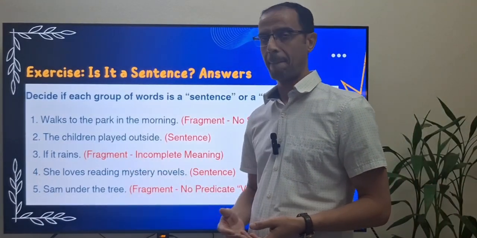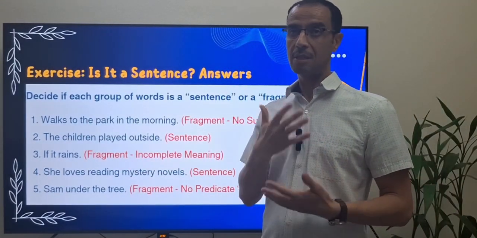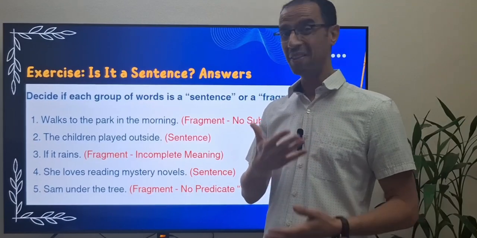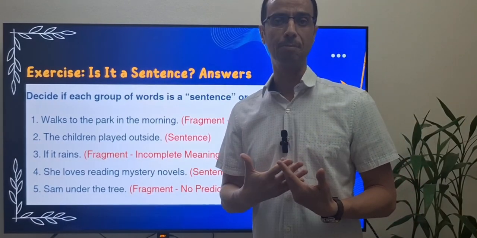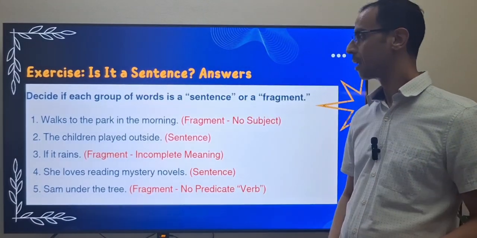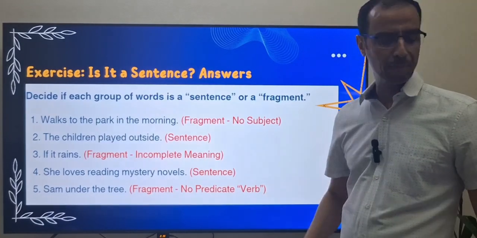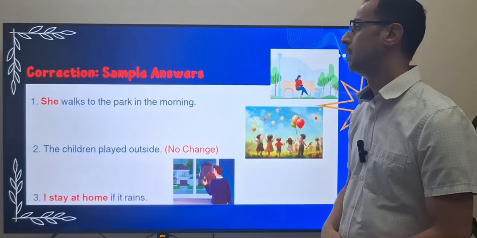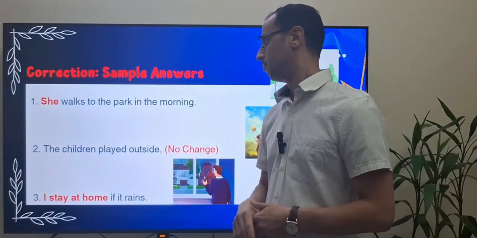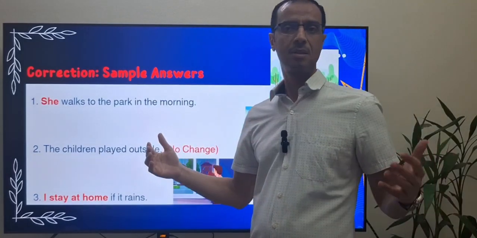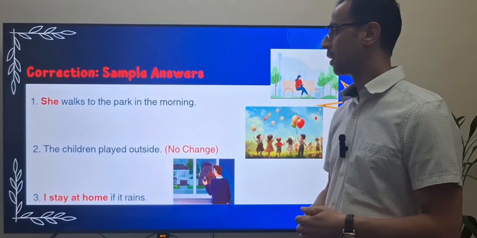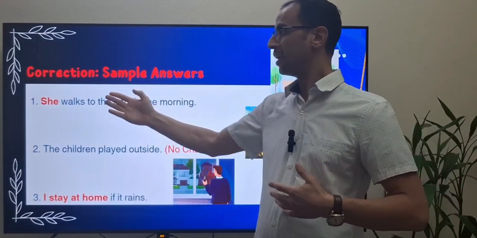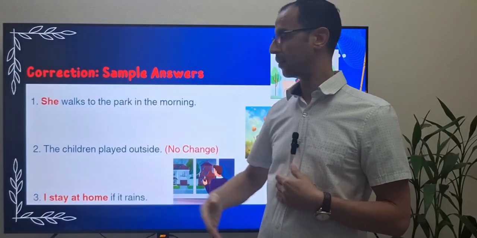Sam under the tree. It is understood, but there's something missing. There's no verb. Okay? How to correct them? She walks to the park. I can also say that Salma walks to the park. Anything. We can add the noun or pronoun.